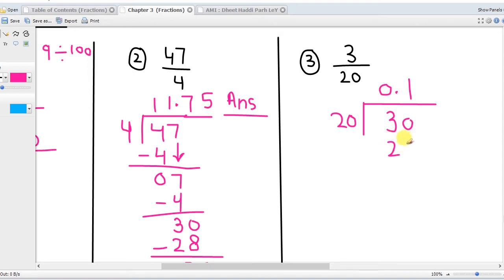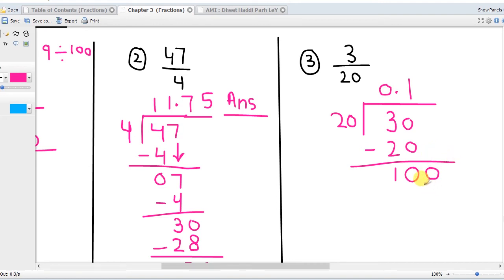So start dividing. 1 times 20 is 20. Simply take away. Remainder left with me is 10. Now remainder value is smaller than 20. We cannot divide it. So put 1 0 here. Since I've already written the decimal point, right? So I'm allowed to put 0 here.